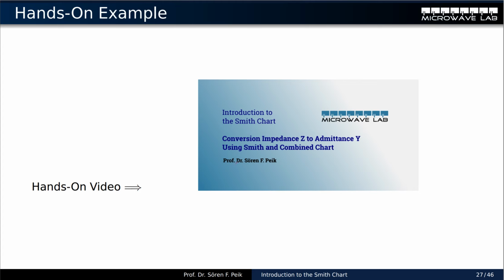I have the example for conversion of impedance Z to admittance Y in this extra video, and it's easiest to show it in a real chart, because then you have the blue line and the red lines, and you can measure it using the rulers. There's a very lengthy example, I think 10 or 15 minutes long, that shows you how to convert Z to Y and vice versa.